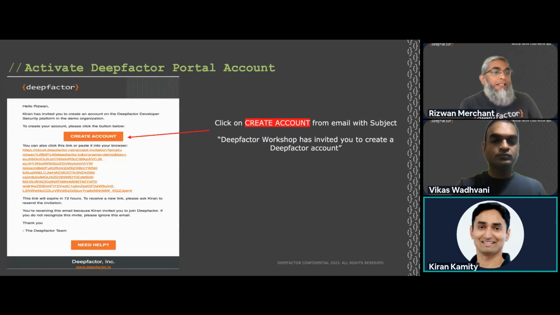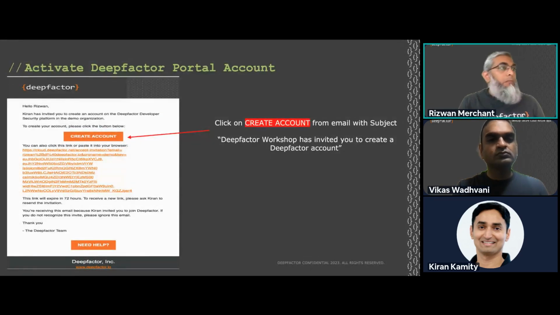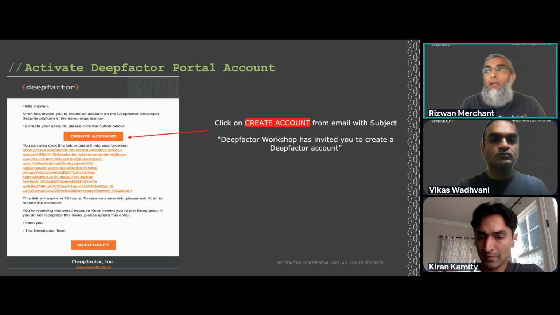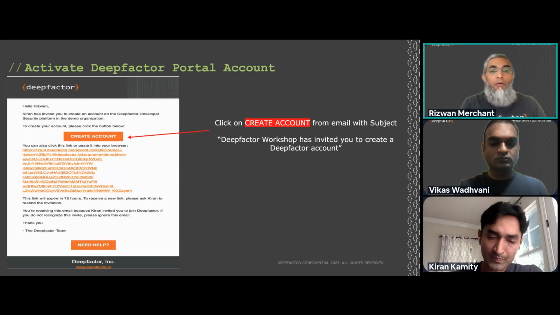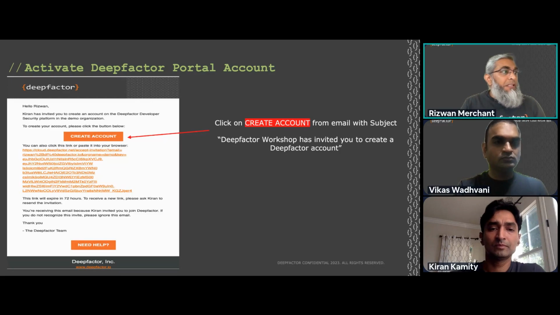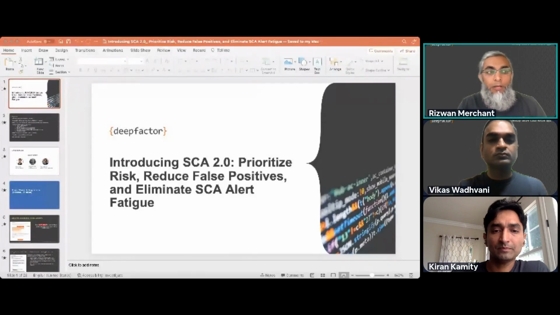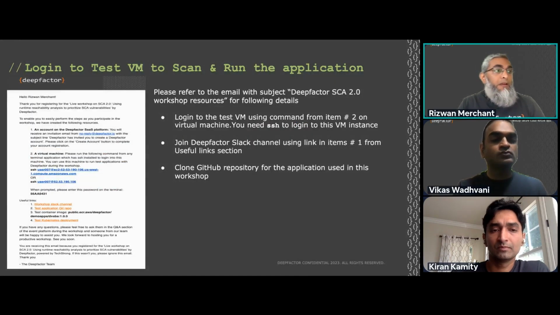Thank you, Kiran. As Kiran mentioned, we are going to be onboarding all of you onto our Deep Factor platform. For that, you'll have to activate the account, and you would have received an email from Deep Factor with the heading "Deep Factor Workshop has invited you to create Deep Factor account." There is a create account link. You can go ahead and click the create account link, and that will take you to the portal where it will ask you to set up your password and a few additional details, and then you will be onboarded. On the screen, we have a snippet of the email that you would have received. In case you've not received that email, please feel free to reach out to one of our Deep Factor team members, and we'll assist you with getting onboarded. That's as far as creating your Deep Factor account is concerned.